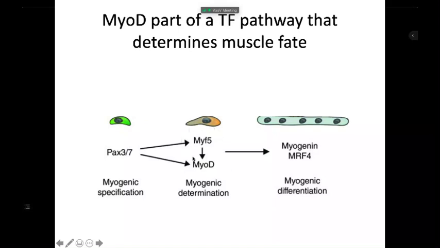Then we have a combination of two transcription factors, MYF5 and MyoD, and together these are myogenic determination factors which determine further down the path of myogenic differentiation. And then finally, these two transcription factors, myogenin and MRF4, are key transcription factors that allow for this cellular fusion and making of muscle cells to occur.